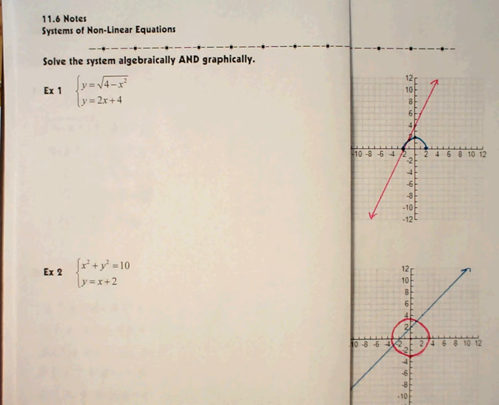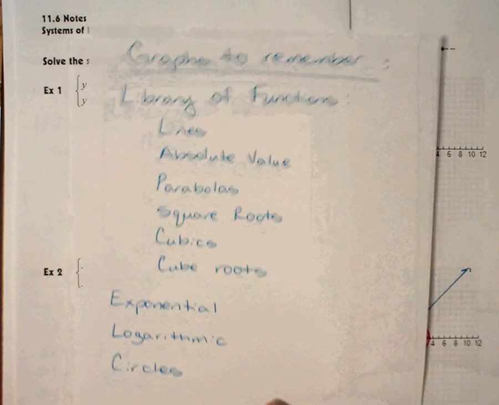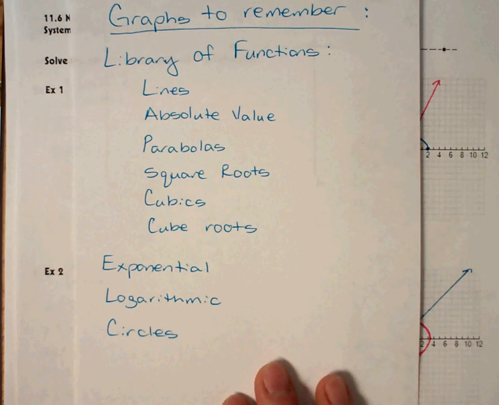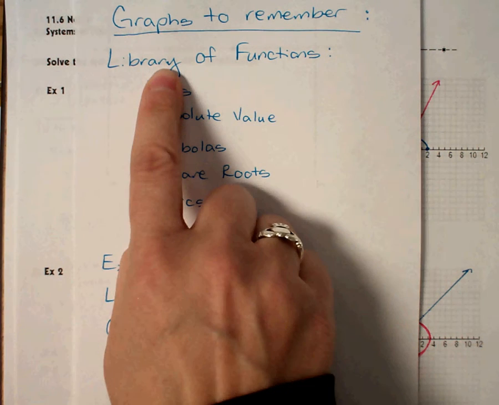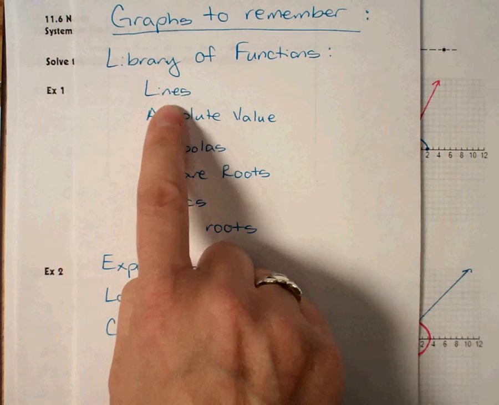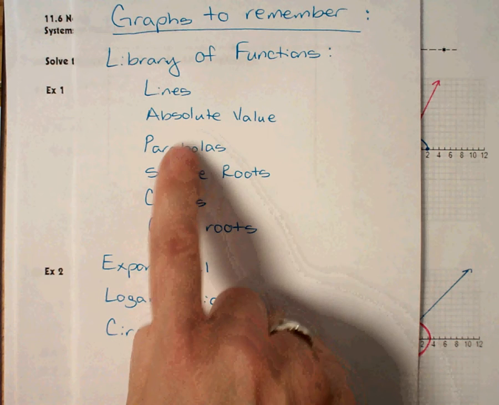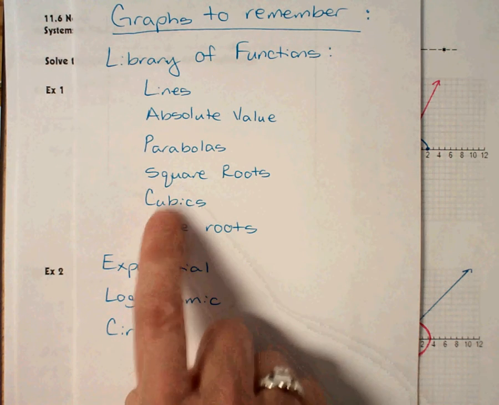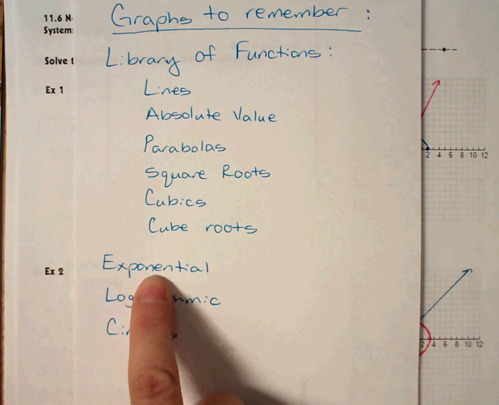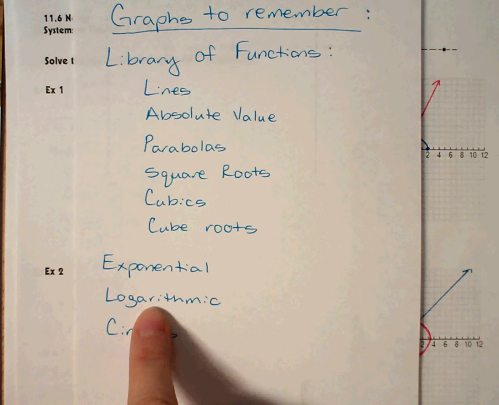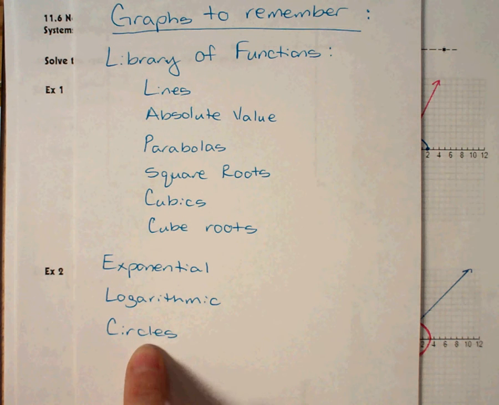It's important to remember your original library of functions along with all of the other things that you know how to graph. You should be able to graph these things very easily without creating long t-charts. Don't forget the original library of functions includes lines, absolute values, parabolas, square roots, cubics, and cube roots. We also studied graphing exponentials, graphing logarithmics, and of course graphing circles.